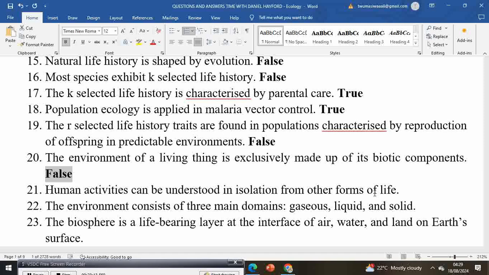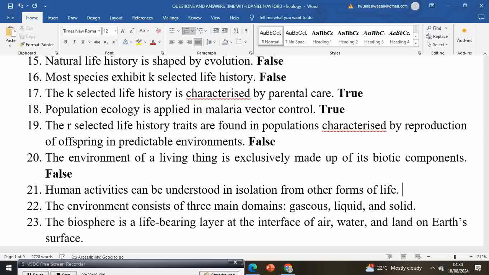And human activities have major impact on other living organisms. And so we cannot look at human activities in isolation from other living organisms. We should look at them together. And each and every one of us needs to be mindful of his or her activities and make sure that whatever we do will ensure the well-being of other forms of life, because our very existence is intertwined with this.